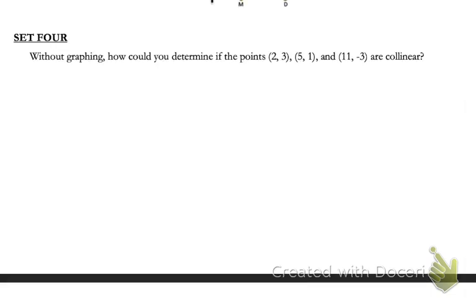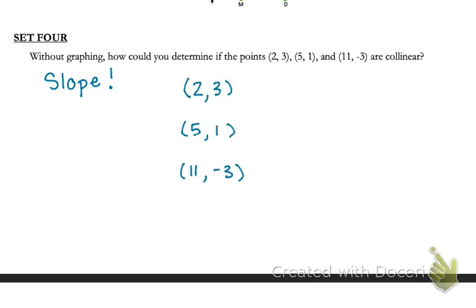Set 4. Without graphing, how could you determine if the points (2, 3), (5, 1), and (11, -3) are collinear? Points that are on the same line will have the same slope. Again, points on the same line have the same slope. So I'm going to go ahead and write all 3 of my points kind of on top of each other like so.